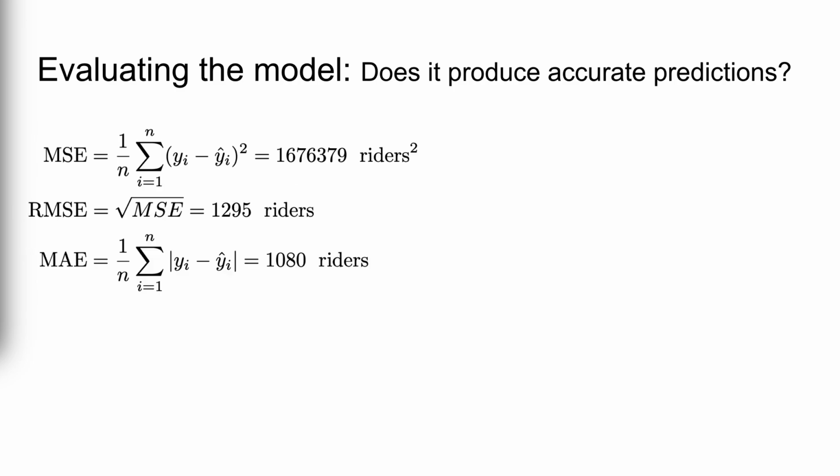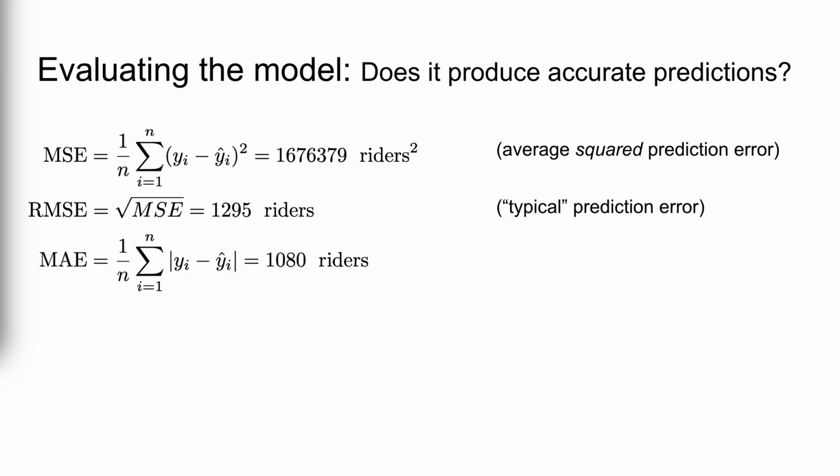Let's interpret these metrics for our bike model. First, the mean squared error indicates that the average squared prediction error is 1,676,379 riders squared, which is difficult to interpret. Taking the square root of the MSE, the root mean squared error is 1,295 riders. Though this isn't technically the average prediction error, we can say that it's the typical prediction error.